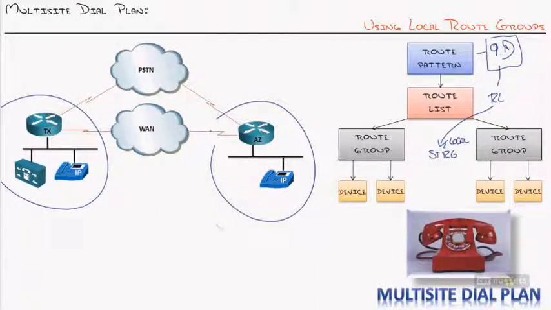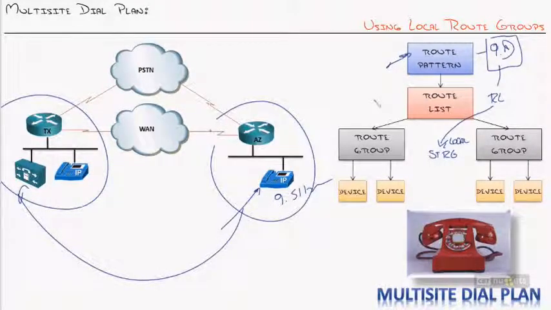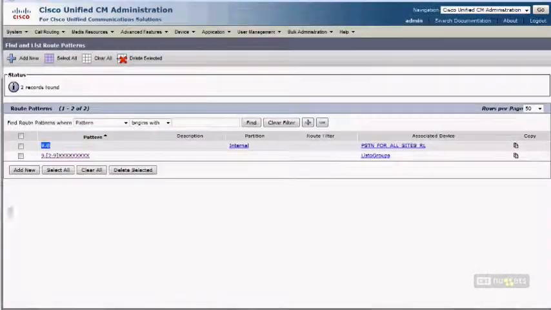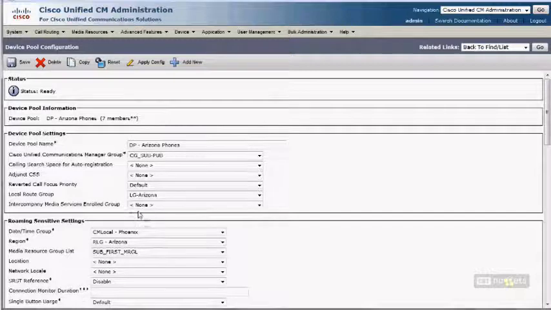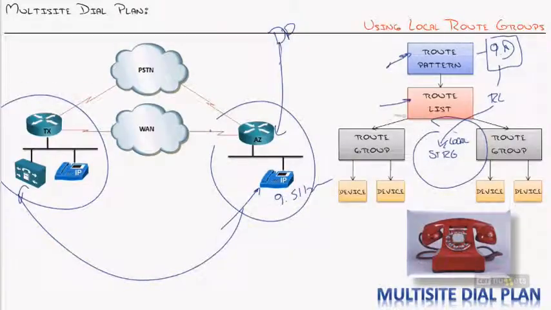So what does that mean? That means when somebody in Arizona dials 9.511, some PSTN number, that hits the call manager here at the central site. It goes, oh, I matched it. Okay, it's going to this route list. Oh, it's going to the standard local route group. Hit the brakes. I need to look at the device pool for that phone that just made that call and find out what local route group they are configured with.